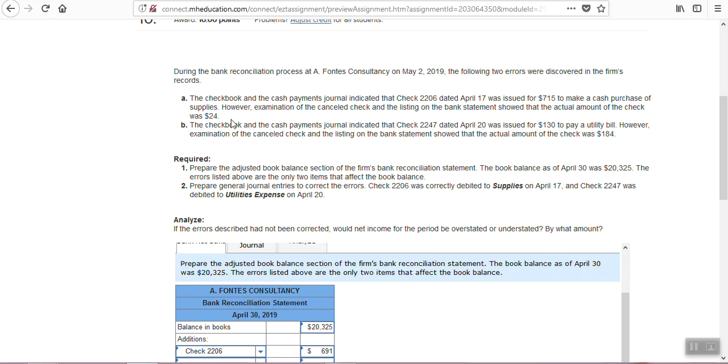So we recorded it as $715. Should have only been $24. And it says it was for cash for supplies. So we would have debited supplies for $715, credited cash for $715. And then the second one says we had a check issued for $130 to pay a utility bill, but it was actually for $184. So we've got some amount differences there.